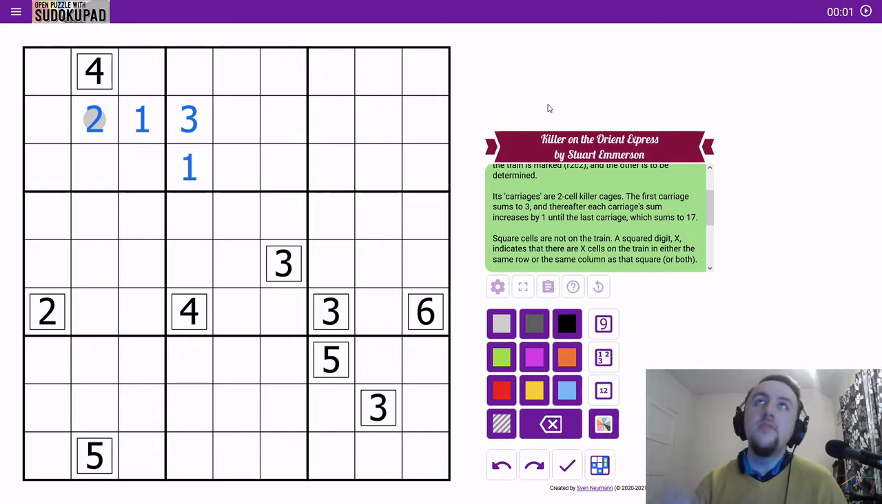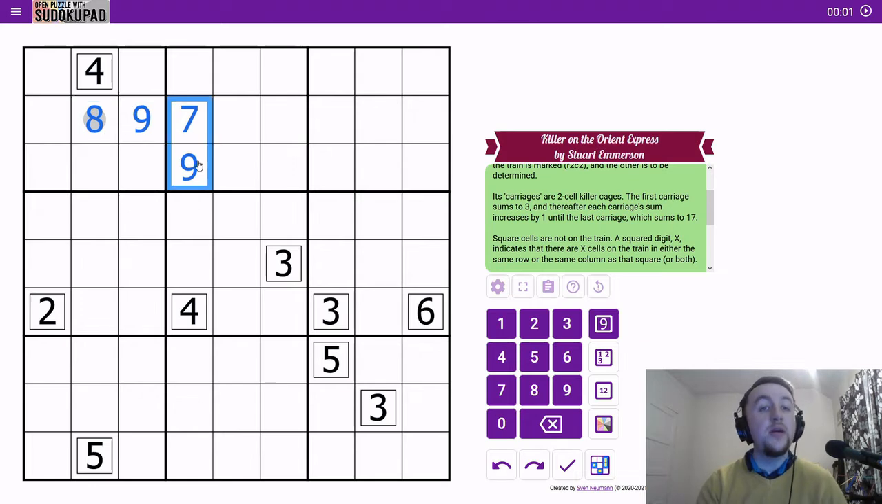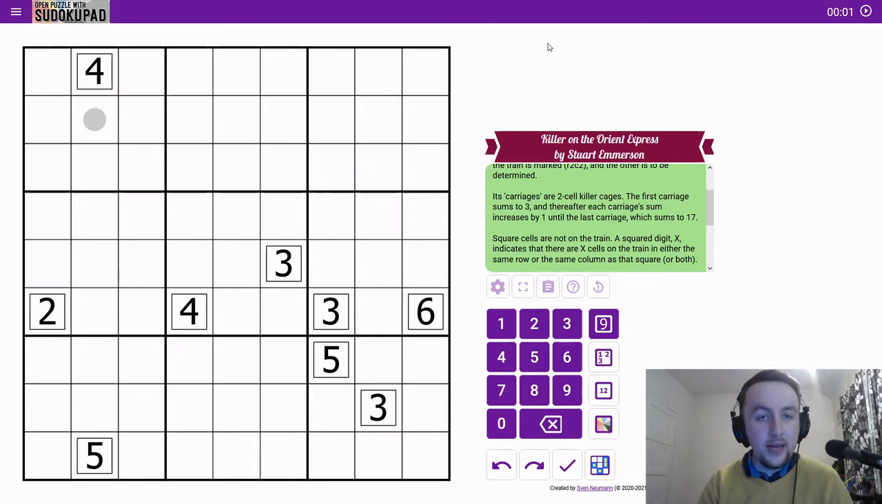Now obviously, not necessarily obviously, but the same applies at the other end of the train. So if we replace this with 8 and 9 and 7 and 9, a 2-cell killer cage that adds up to 17 must include an 8 and a 9. That's the only way of doing it, and the only way to make 16 is a 7 and a 9. So again, we need to turn this corner to make sure that the 9s don't clash. Basically everything I said about all of the low numbers applies exactly the same, but symmetrically opposite to the high numbers. So those are some restrictions that we can put on the ends of the train.